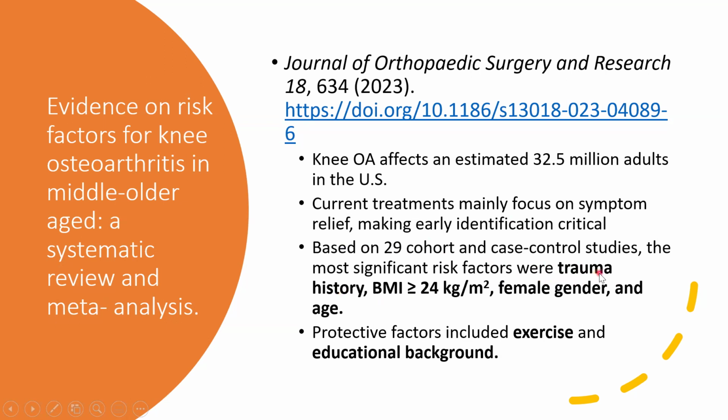If you'd had a serious knee trauma at some point in your life, you were much more likely to end up with knee osteoarthritis. That can include things like ACL tears, meniscus tears, medial collateral ligament tears, things along those lines. A BMI over 24 kilograms per meter squared was also identified as an important risk factor.